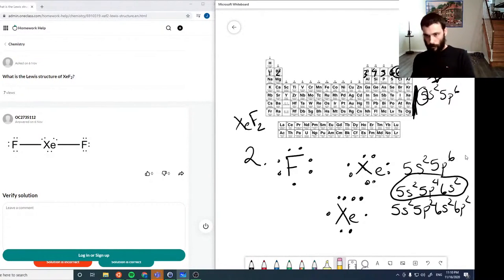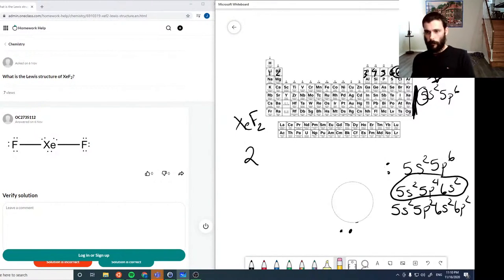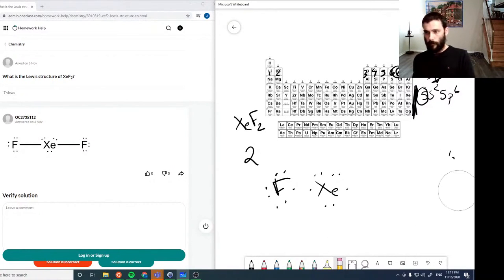And so if I clean up a bit of space here, we have our fluorine with that, and our xenon in the middle. And clean up a bit more. And again, our fluorine on the side.